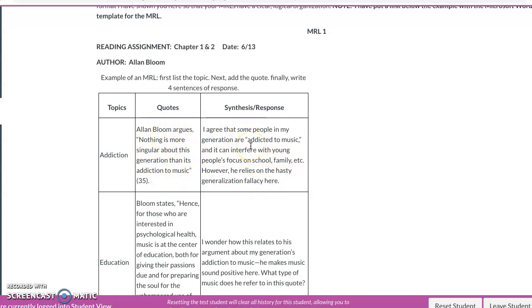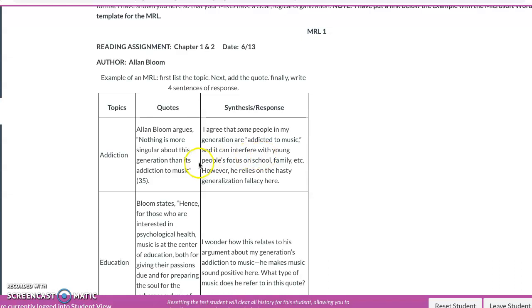And just make sure that your response is worthy of points. So I would avoid just one sentence. Don't just summarize, really think about what that quote meant to you. And if you want to ask questions as a response, that's actually really cool too. So however you want to do it.